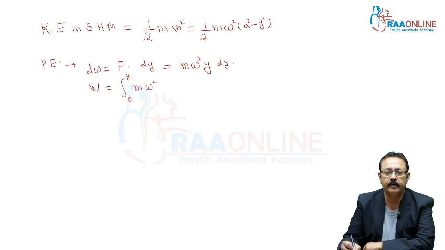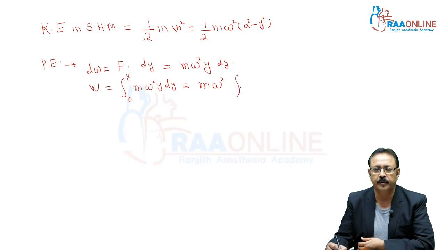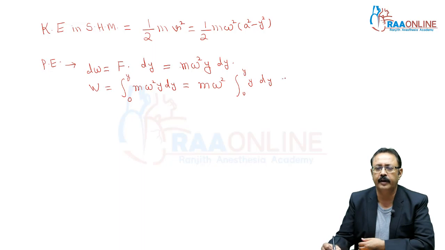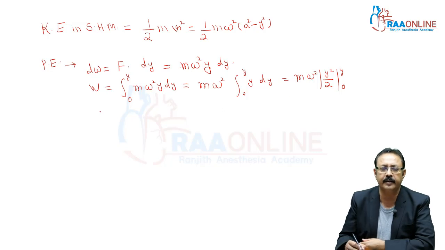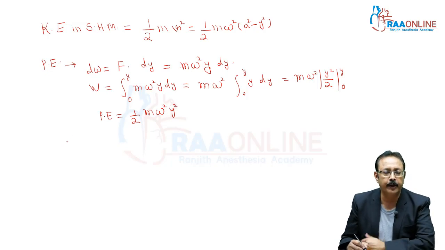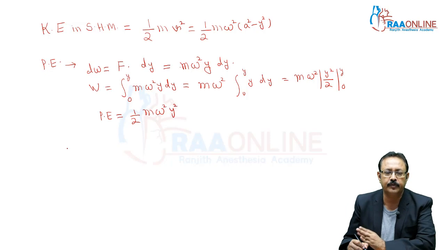M omega square y dy. M and omega square are constant, take outside of the sign of integration. So, you know that what is the integration of y? Integration of y is y square by 2. Now, we have to put the limit. So, we will get work done, means potential energy expression is equal to half m omega square y square. It was the expression for potential energy, half m omega square y square.